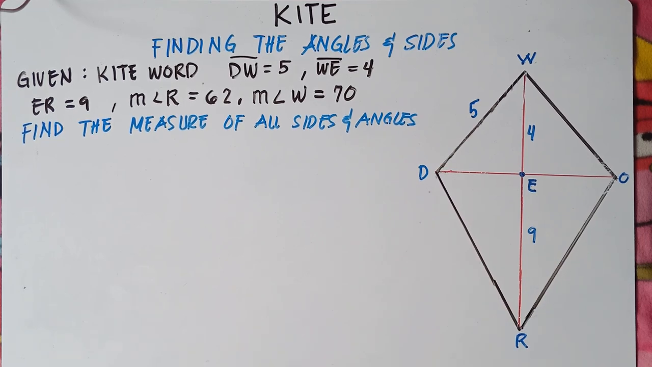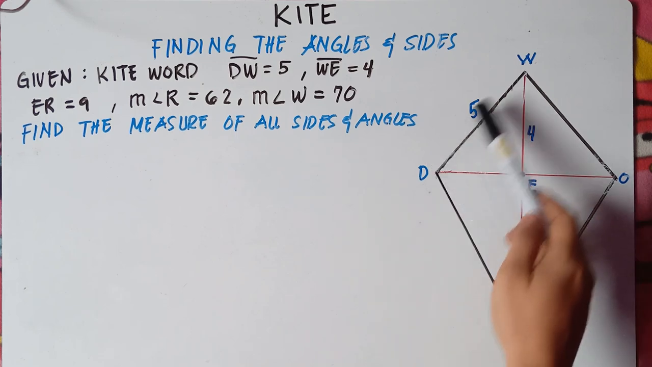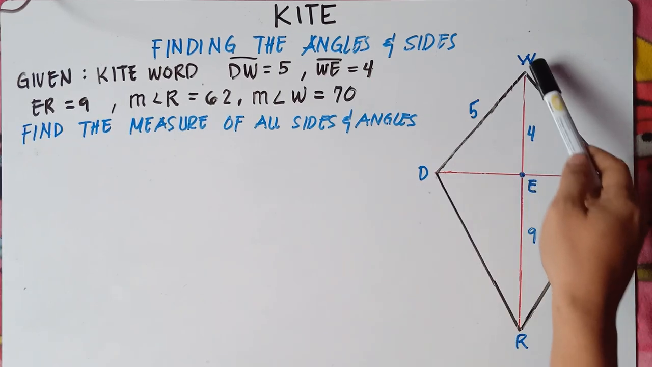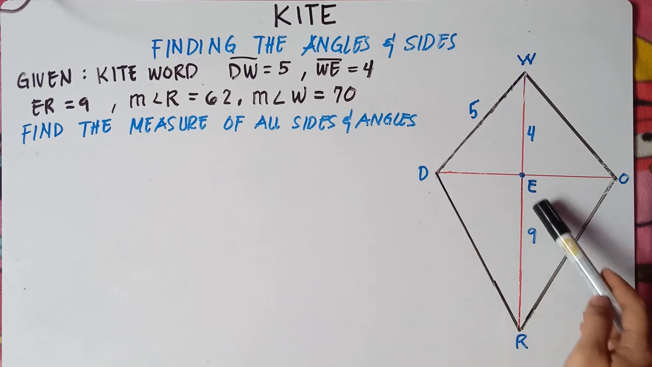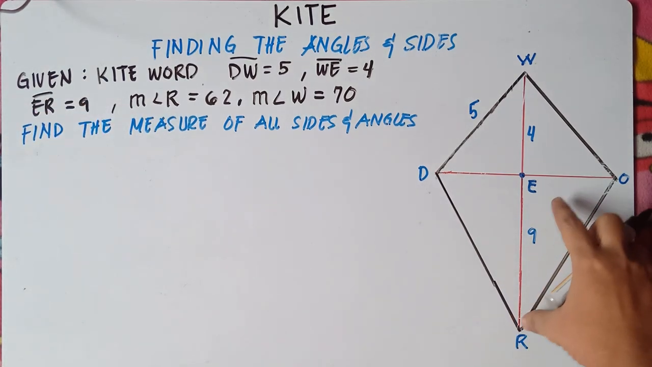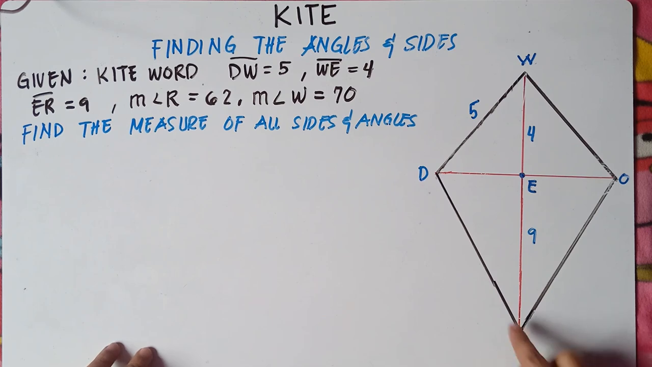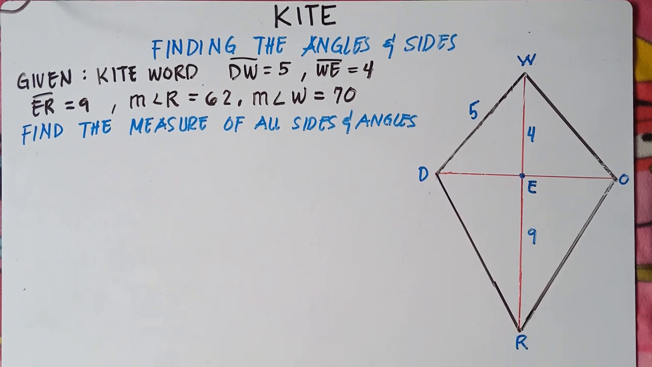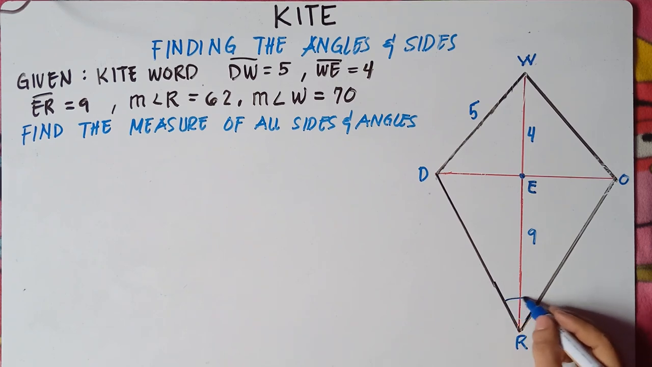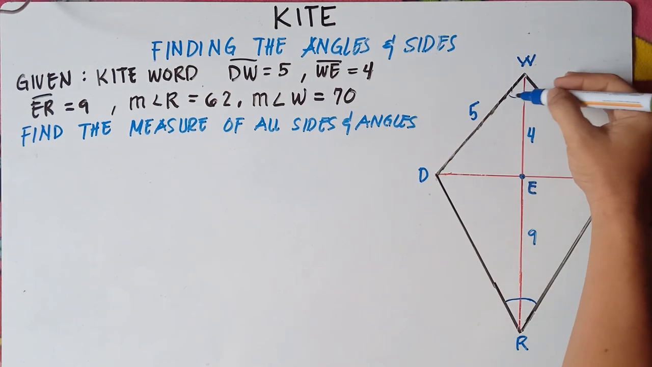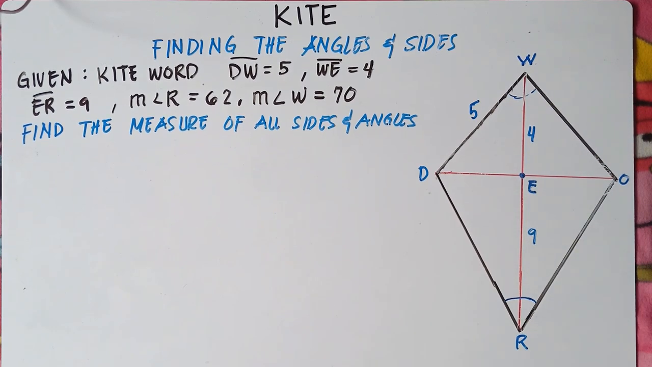So we are given kite WORD. DW is equal to 5. Line WE is equal to 4. Line ER is equal to 9. The measure of angle R is equal to 62 degrees. And the measure of angle W is 70 degrees. And we are told to find the measure of all sides and angles.